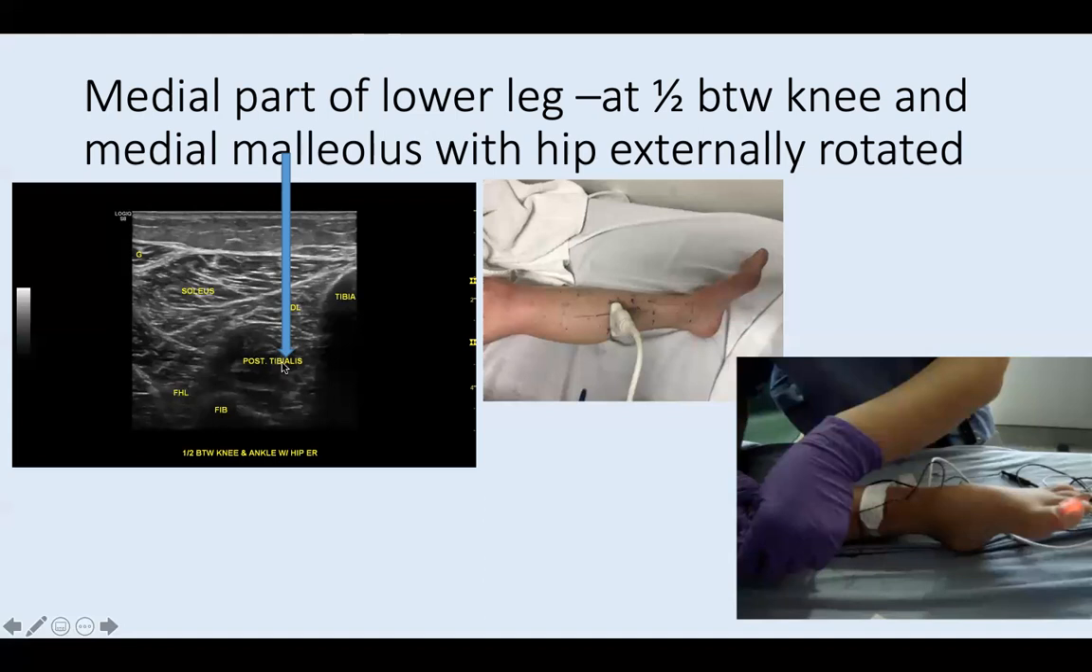When you have the shorter needle, you can approach posterior tibialis from the anterior. But if you have a long needle, you can approach posterior tibialis from the medial side. You put the needle right next to the tibia, in between tibia and muscle, and you're going to hit the soleus, flexor digitorum longus, and posterior tibialis.